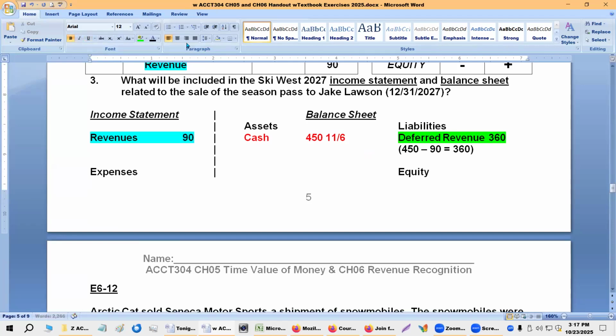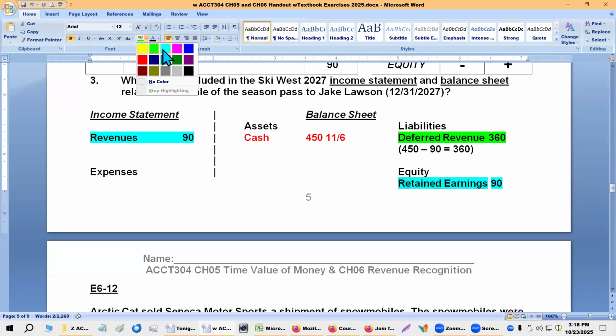Okay. So in our equity section, we're going to have retained earnings. And somewhere in those retained earnings is this $90. We're going to close the account over to the retained earnings, and the $90 will end up in those retained earnings. So that's how the balance sheet balances.